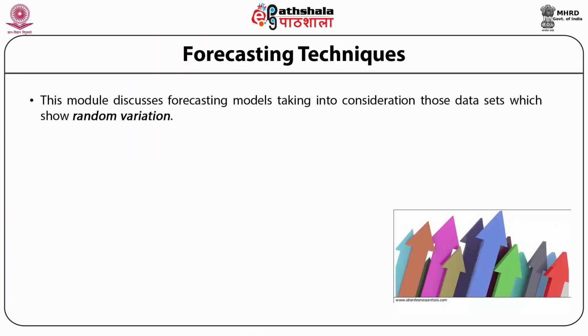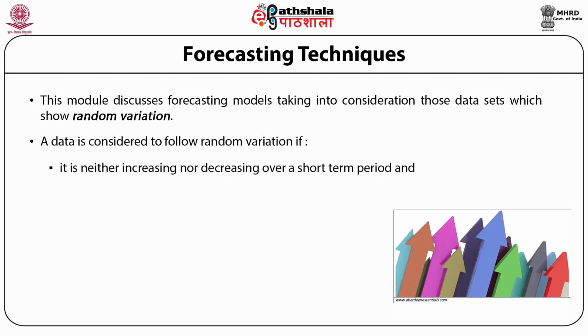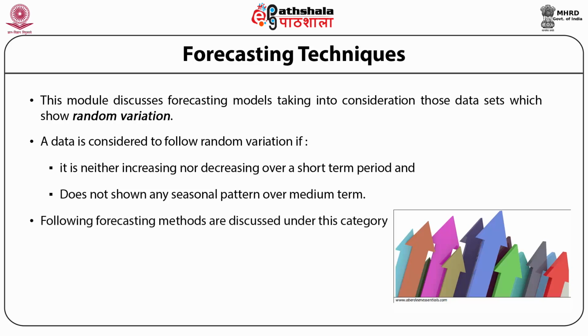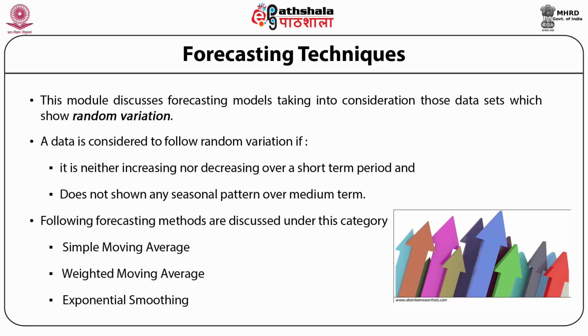This module discusses forecasting models taking into consideration the data sets which show random variation. A data is considered to follow random variation if it is neither increasing nor decreasing over a short-term period and does not show any seasonal pattern over medium term. Following forecasting methods are discussed under this category: simple moving average, weighted moving average, and thirdly, exponential smoothing.